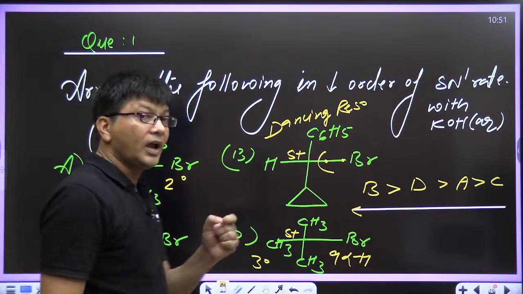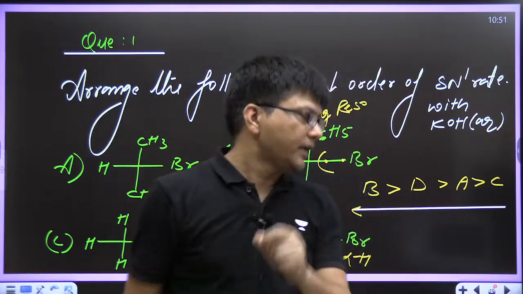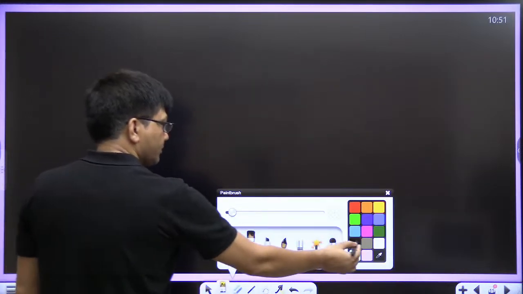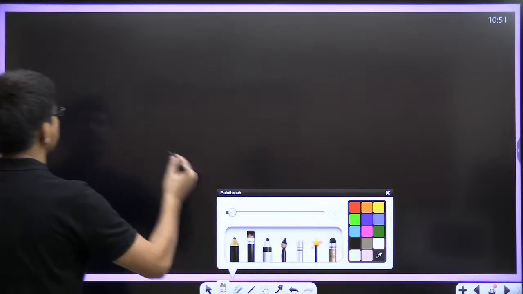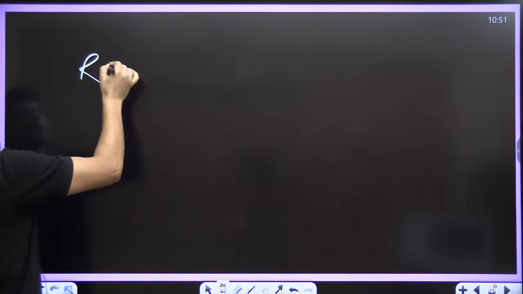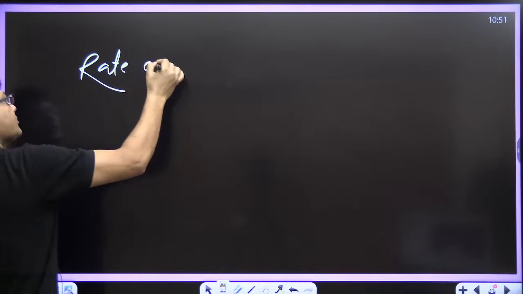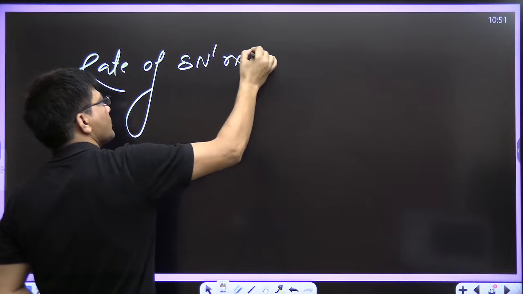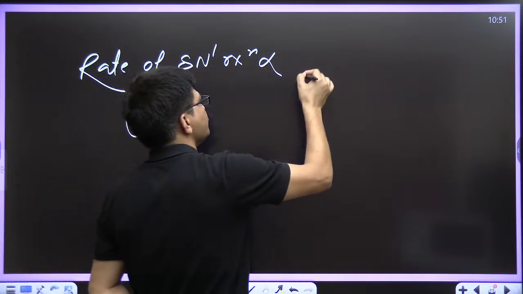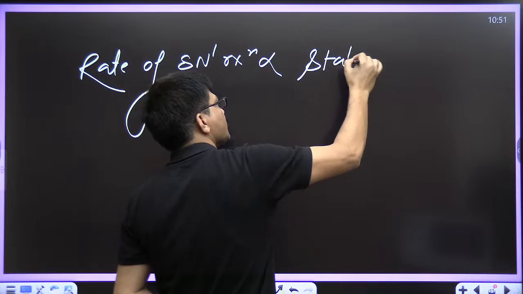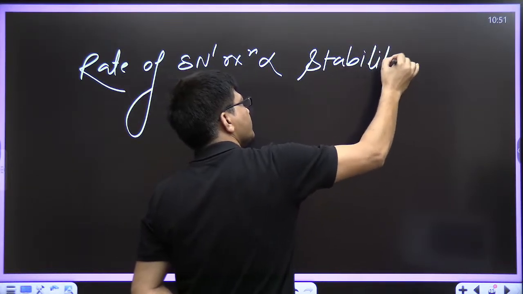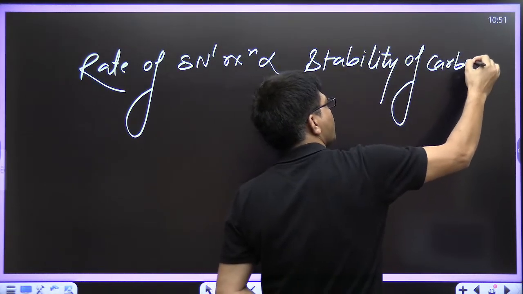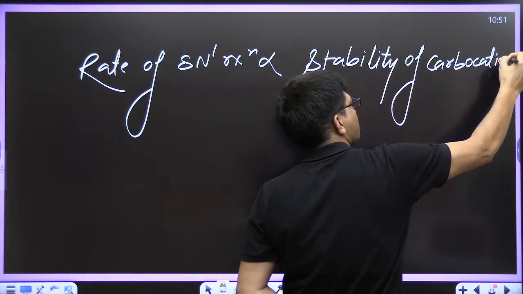I'm going to tell you how to find out the rate of reaction. See, kids, always do remember that rate of SN1 reaction is directly proportional to stability of carbocation. Now you will say, sir, please explain.